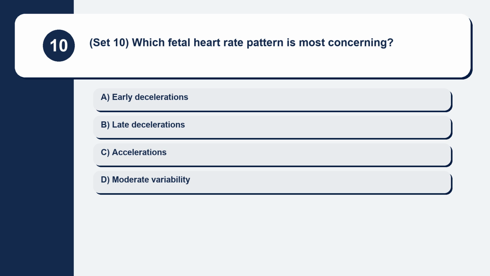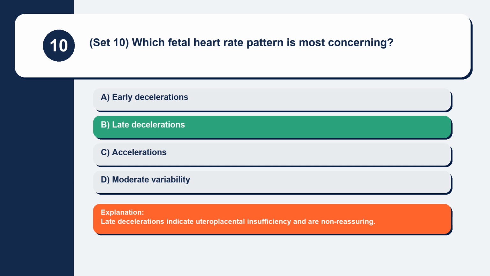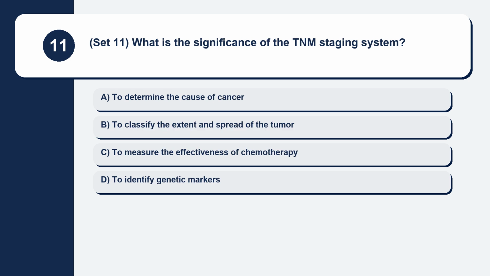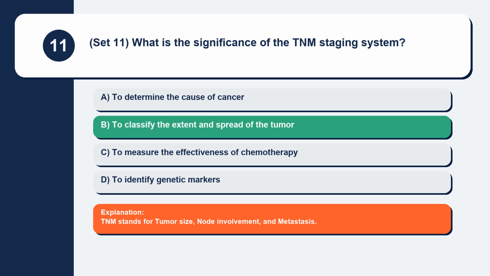Question 10. Set 10. Which fetal heart rate pattern is most concerning? Early decelerations, late decelerations, accelerations, moderate variability. Late decelerations indicate uteroplacental insufficiency and are non-reassuring. Question 11. Set 11. What is the significance of the TNM staging system? To determine the cause of cancer, to classify the extent and spread of the tumor, to measure the effectiveness of chemotherapy, to identify genetic markers. TNM stands for tumor size, node involvement, and metastasis.